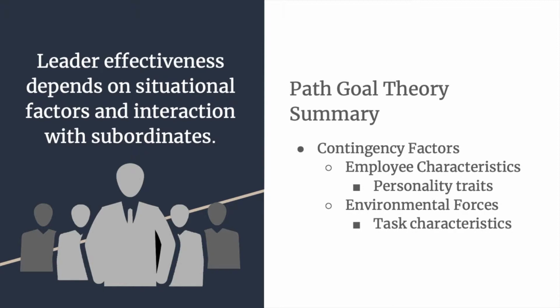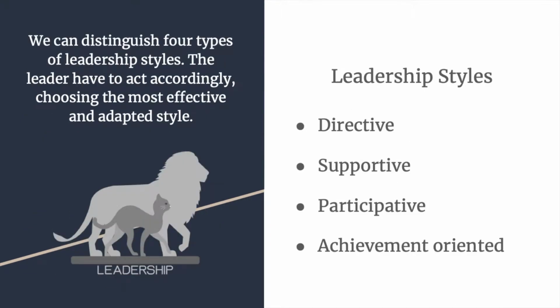Employee characteristics include personal characteristics, such as what kind of structure the employee needs considering their experience. And environmental factors include things like task characteristics, how difficult or interesting the task is, or whether the work environment is encouraging or not. The leaders then have to act accordingly when choosing the most effective leadership style.